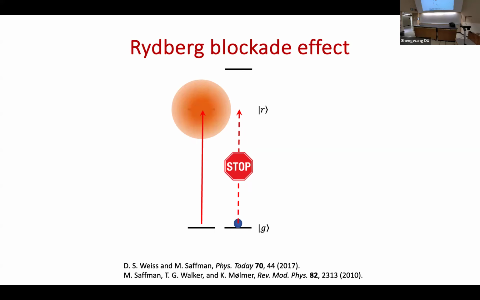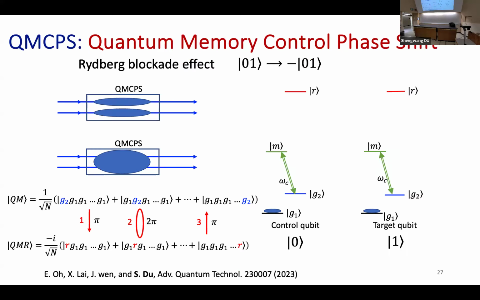So one atom blocks another atom from being excited. That means if I excite to here, the other can no longer be excited to that Rydberg state. So that's the Rydberg blockade effect. With that in mind, I will show you how to make this hybrid two-qubit gate.